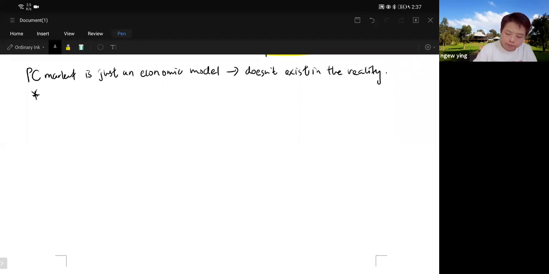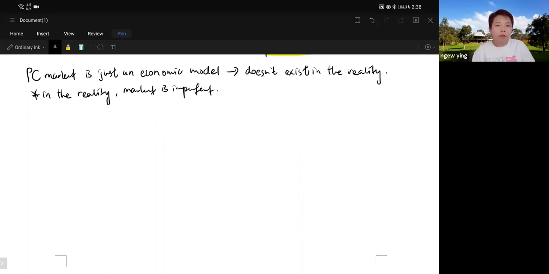And in reality, the market is imperfect. That's the problem. What is meant by an imperfect market? Just now we mentioned that a perfect market is a market where no one can actually fix prices. Prices will be fixed only by the market forces. But an imperfect market is a market where firms actually have the power to set price. And therefore we call them price makers.